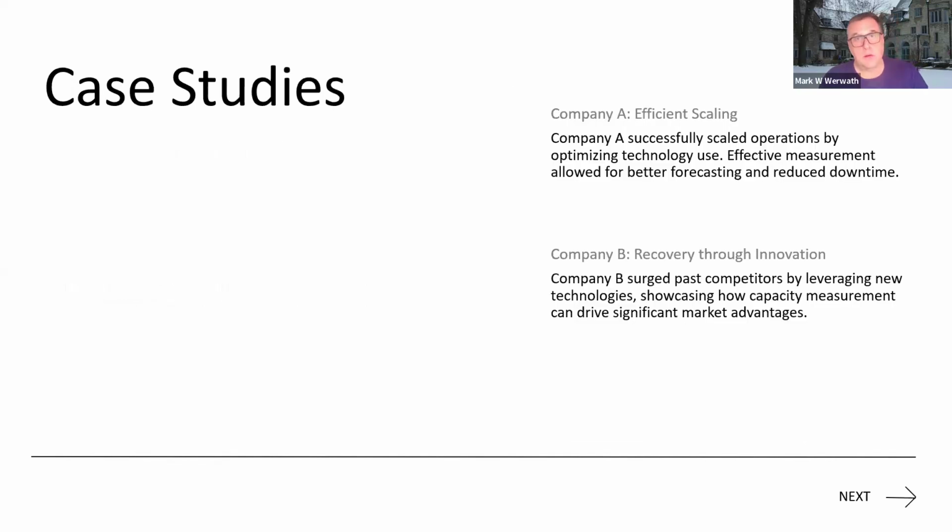Case studies, right? Two companies using this technique and capacity modeling for two very different reasons. One, company A, trying to scale their operations by using technology and effective measurement, allowing for better forecasting and reduced downtime. So for them, it's a scaling issue. For company B, it's being able to recover through innovation, right? So surging past competitors, leveraging new technology, showcasing how capacity can help you, if you have the resources, if you have the budget, to break into new technological advantages and give yourself a market advantage in the field.